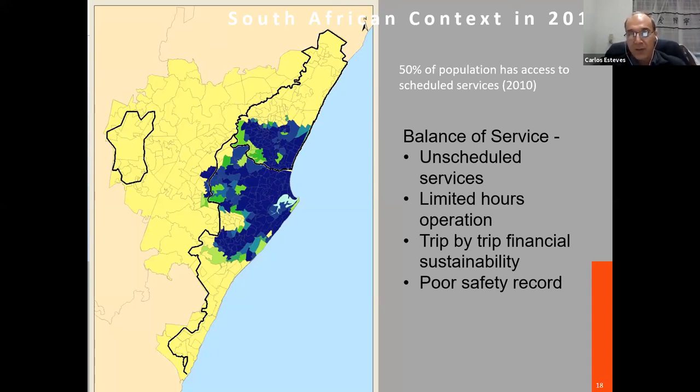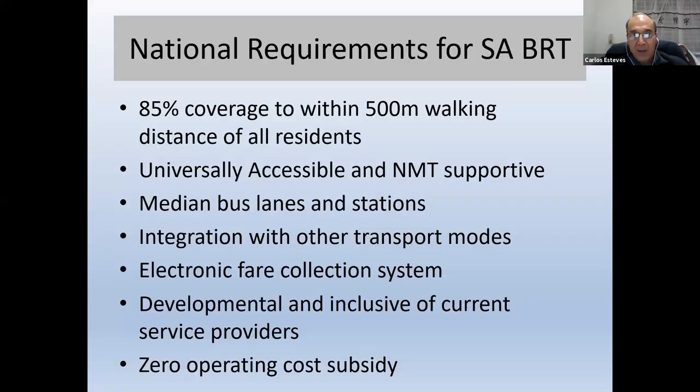And so around 2010, 2011, the National Department of Transport decided there was a need for a paradigm shift, and they brought on board this BRT, this bus rapid transit concept, and offered it to the metros particularly. This was ahead of the 2010 World Cup. And they had certain standards that this BRT was going to meet.